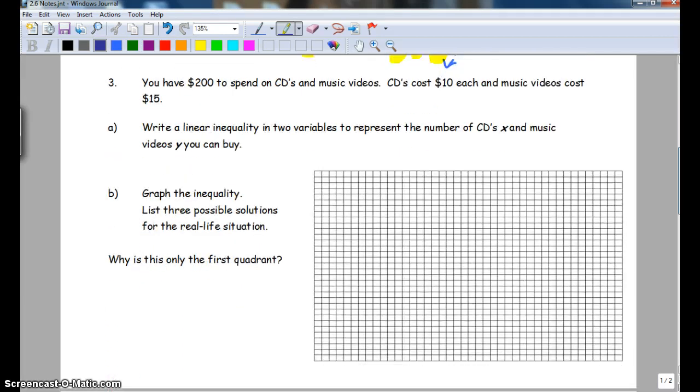Moving on. You have $200 to spend on CDs and music videos. CDs cost $10 each and music videos cost $15. Part A, we are going to write a linear inequality to represent the number of CDs, X. So CDs is our X, and music videos, Y, you can buy.